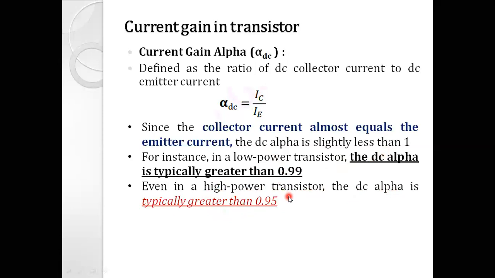The transistor which we normally see in the laboratory is a low power transistor. But in real-time applications where high power applications are implemented, we need a high power transistor which can handle higher magnitudes of voltage and current. So in a high power transistor, the typical value of alpha DC is 0.95.